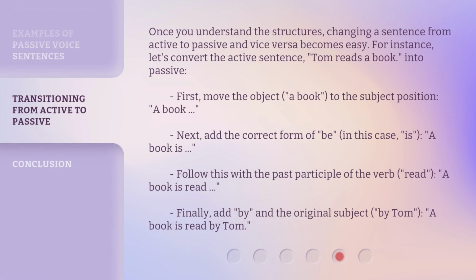Once you understand the structures, changing a sentence from active to passive and vice versa becomes easy. For instance, let's convert the active sentence, Tom reads a book, into passive. First, move the object, a book, to the subject position. A book, next. Add the correct form of be, in this case, is: a book is. Follow this with the past participle of the verb, read. A book is read. Finally, add, by, and the original subject, by Tom. A book is read by Tom.